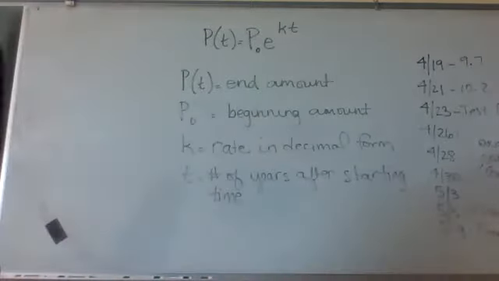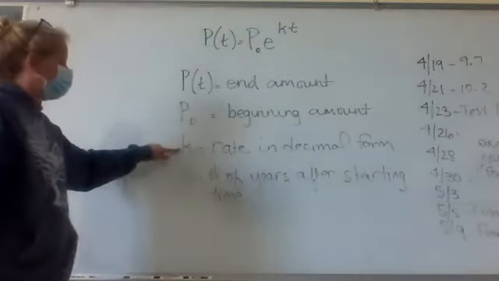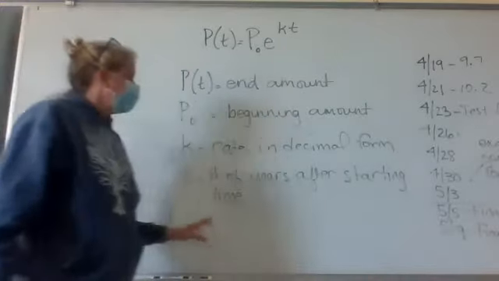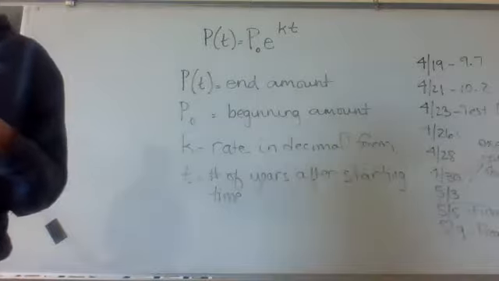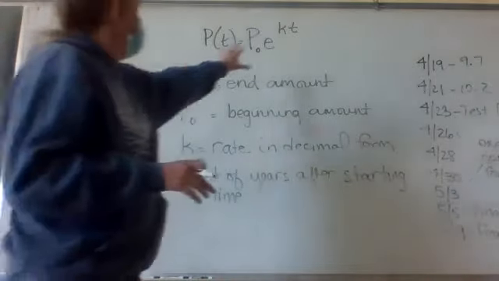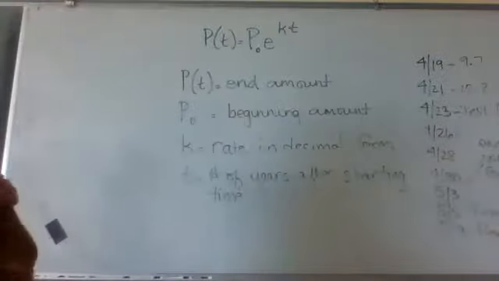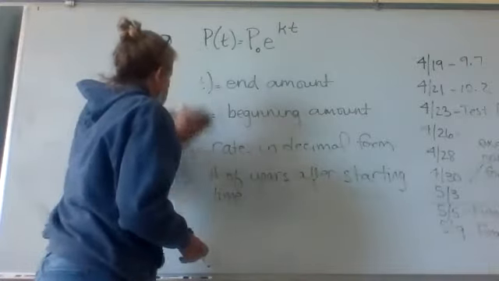Sorry about that. So the rate in decimal form is your K. The T is the number of years after the starting time. We're going to use this formula to work these first few problems. Number one has several parts to it.